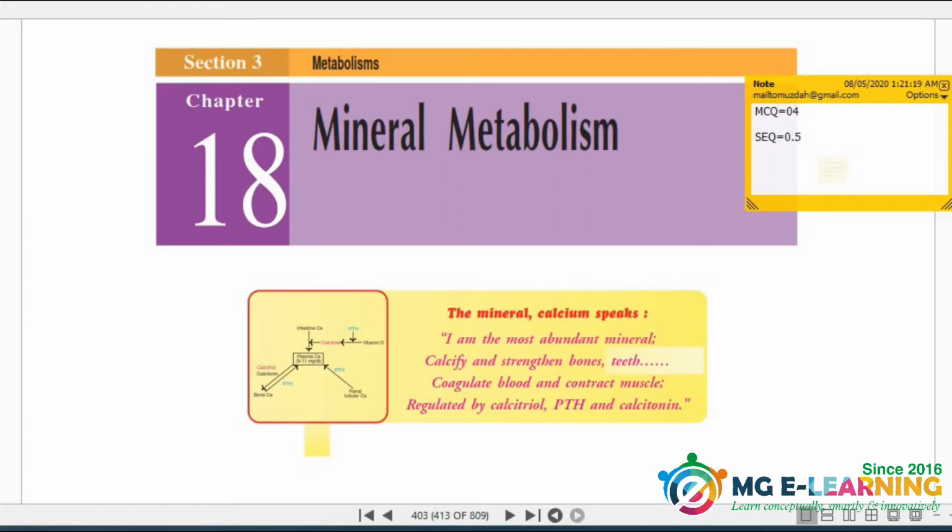Today our topic is minerals. First of all, see its source. Here are 4 MCQs and 0.5, meaning half, SEQ from this section.